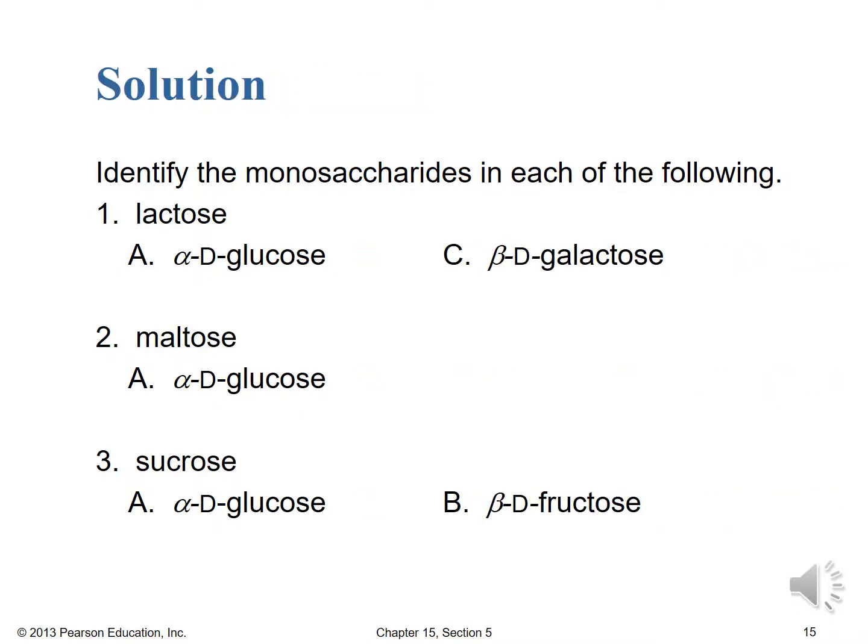Okay, so there you have it. Lactose is comprised by A, alpha D glucose, and B, beta D galactose. Maltose, number two, is two molecules of alpha D glucose. So just A, but two molecules of A there to form our maltose. And then finally, sucrose is A, alpha D glucose, and B, beta D fructose. So hopefully you were able to do that quite well.